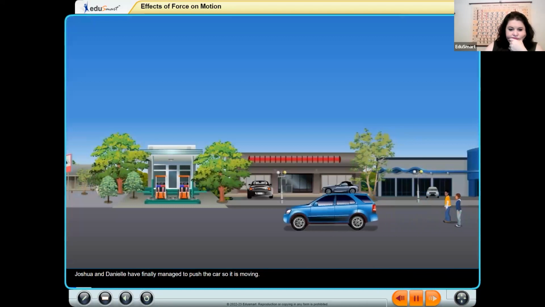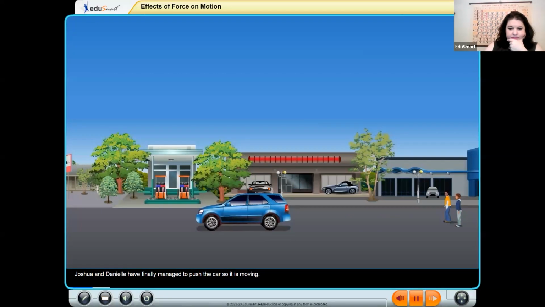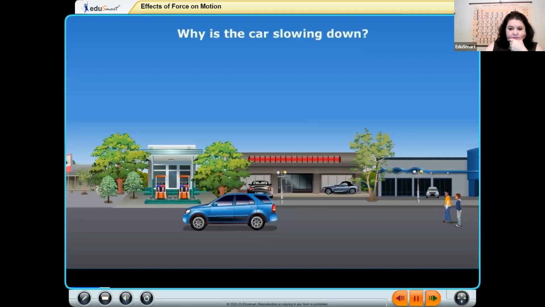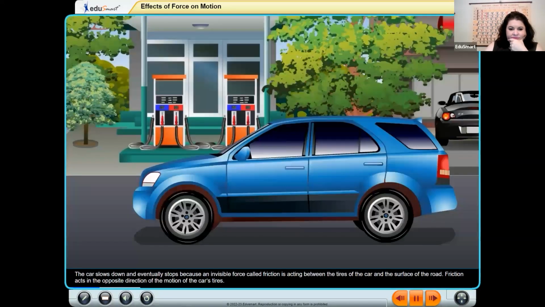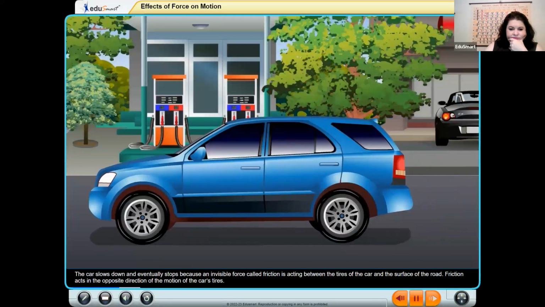Joshua and Danielle have finally managed to push the car so it is moving. Why is the car slowing down? The car slows down and eventually stops because an invisible force called friction is acting between the tires of the car and the surface of the road. Friction acts in the opposite direction of the motion of the car's tires.